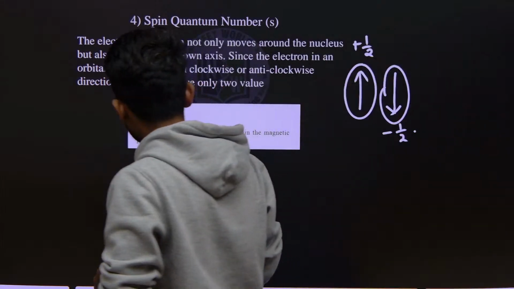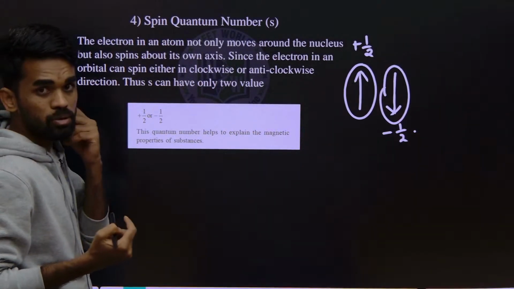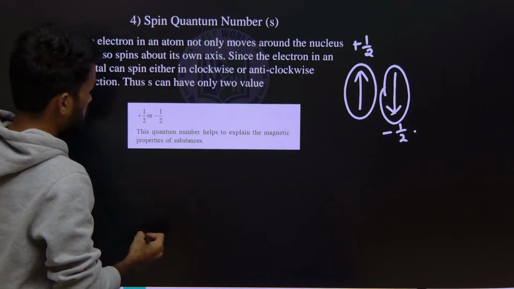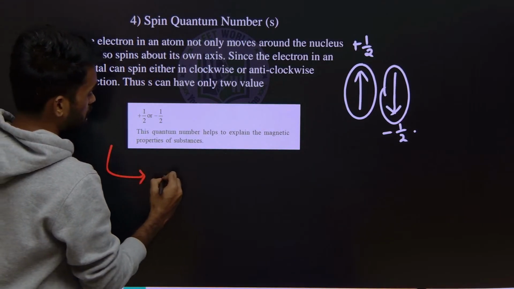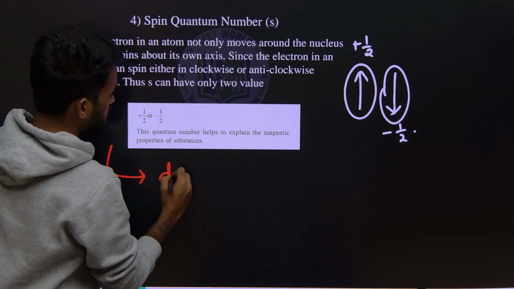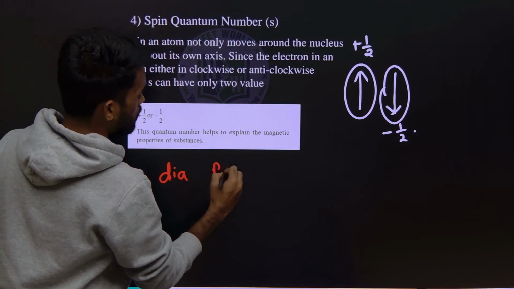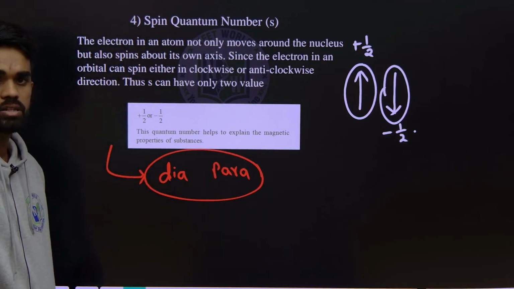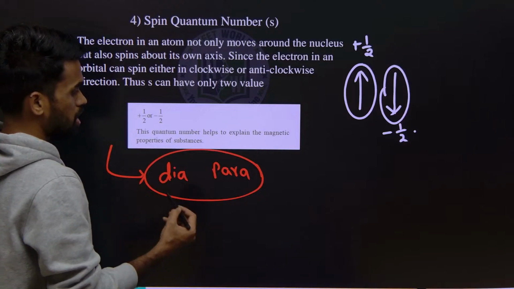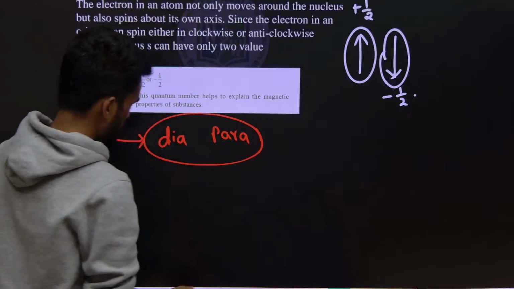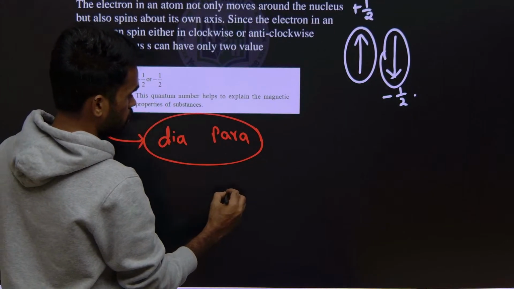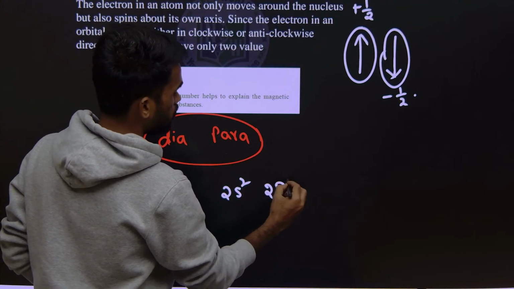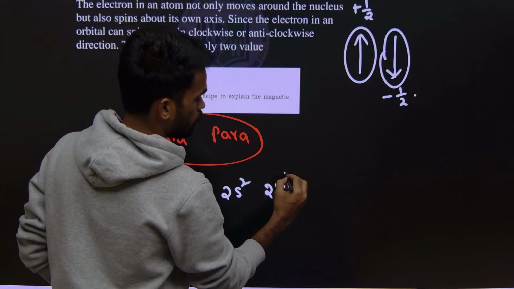Now what is the use of this spin quantum number? What is the use of looking at the spin of an electron? We can say whether a given substance is diamagnetic or paramagnetic. It means whether it is magnetically active or not. This can be considered here. For example, I am saying there is an electronic configuration of 2s2, 2p4.